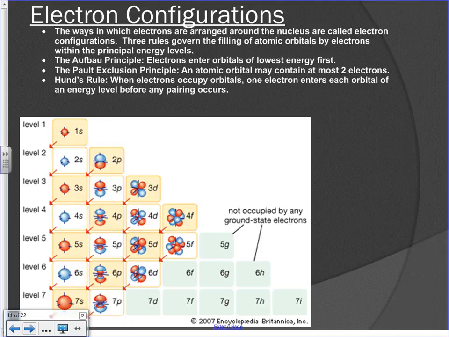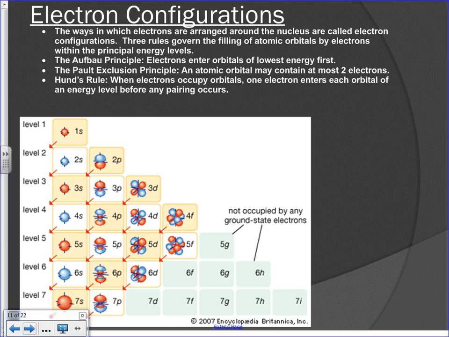Okay, so electron configurations. This is what I was telling you you'll do in Chem 20, but just to show you what that means, there are a few principles that you use to fill things in. The ways in which electrons are arranged around the nucleus are their configurations. 3 rules govern the filling of atomic orbitals by electrons within the principal energy level.